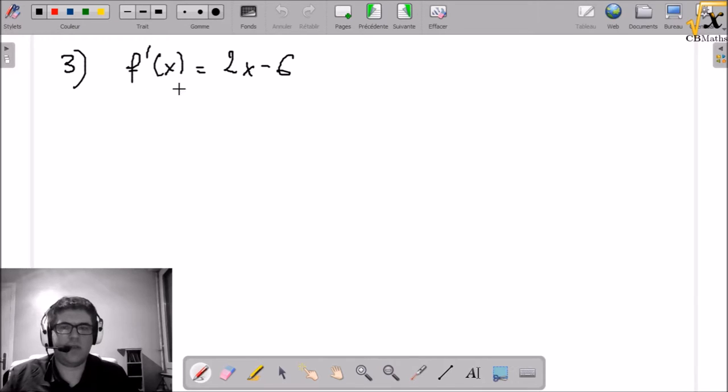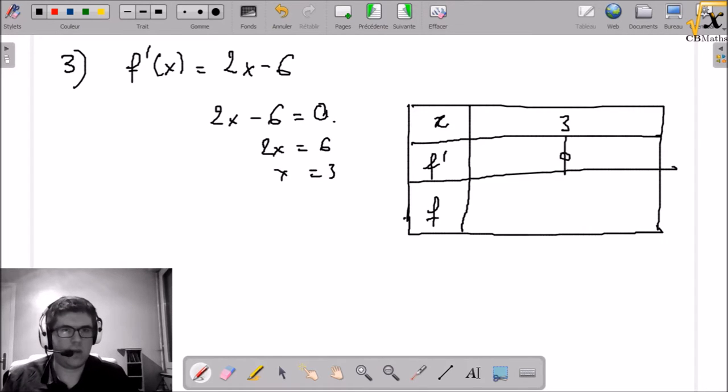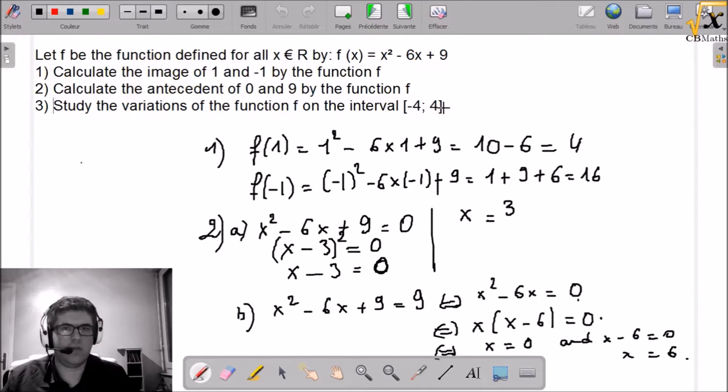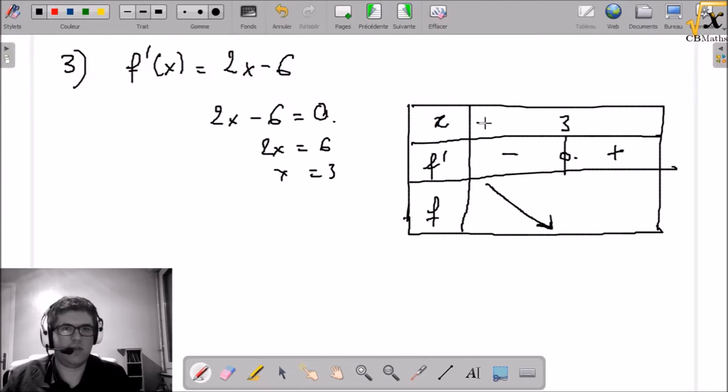So now we can find the sign of the derivative. 2x minus 6 equals 0, so 2x equals 6, x equals 3. So the table of variation has 3. To the left of 3 the sign is negative, and positive to the right of 3. So f decreases between minus 4 and 3, and increases between 3 and 4.